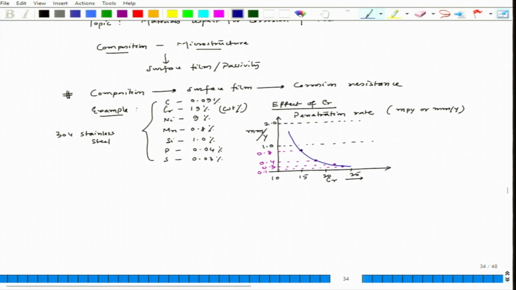So, this is the effect of chromium, and when we talk about the effect of chromium, we are actually talking about the stability of the surface film. We are not involving microstructure, and the microstructure would not change much here, because it will still remain austenite. Okay. So, here we can say that the microstructure is almost constant. So, this is austenitic stainless steel, and then we are seeing the effect. Okay.